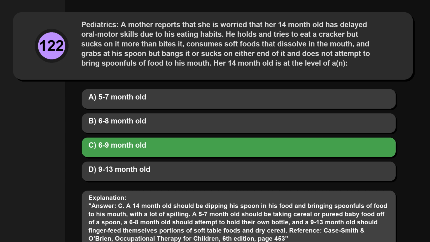Answer C. A 14-month-old should be dipping his spoon in his food and bringing spoonfuls of food to his mouth, with a lot of spilling. A 5 to 7-month-old should be taking cereal or pureed baby food off of a spoon. A 6 to 8-month-old should attempt to hold their own bottle, and a 9 to 13-month-old should finger feed themselves portions of soft table foods and dry cereal. Reference: K. Smith and O'Brien, Occupational Therapy for Children, 6th edition, page 453.